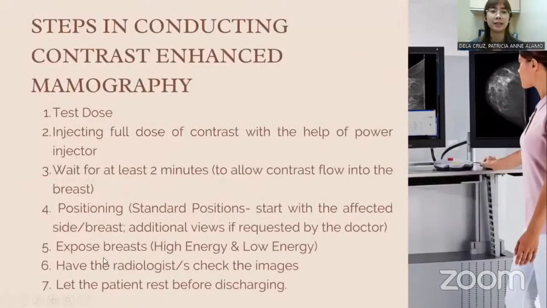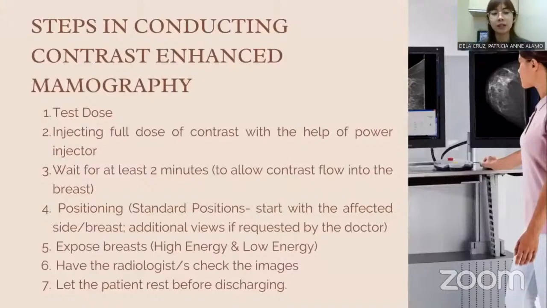Steps in conducting contrast-enhanced mammography. First is your test dose. Here we are going to inject a little contrast, maybe about 5 cc, so that we can observe if the patient has any allergic reaction to the contrast. Next, if the patient didn't have any allergic reaction, we can proceed to injecting the full dose of contrast with the help of the power injector. Wait for at least 2 minutes to allow contrast to flow into the breast.